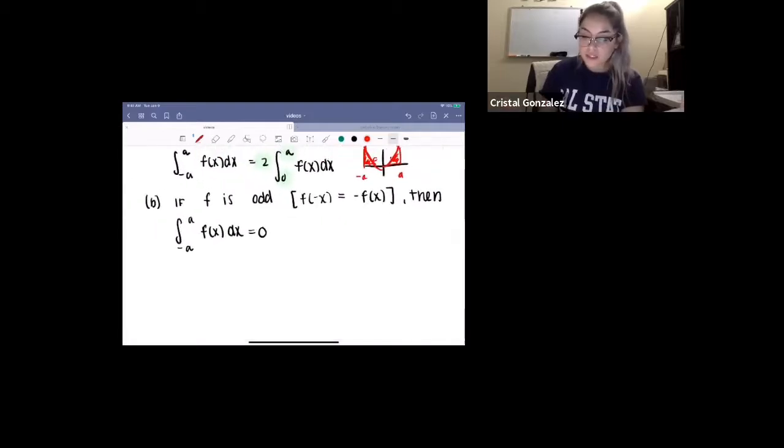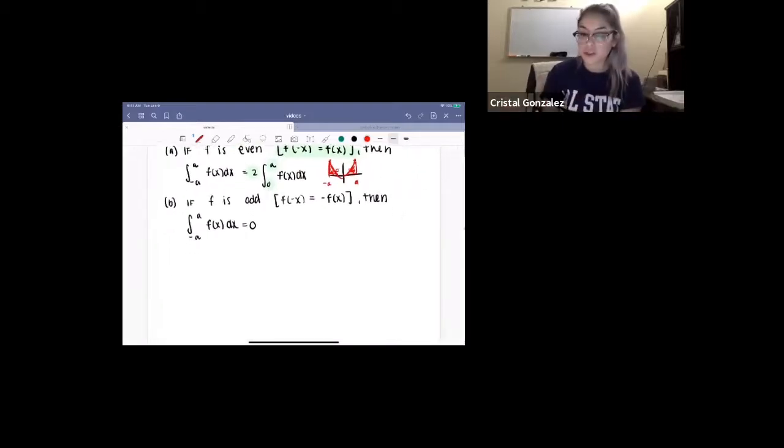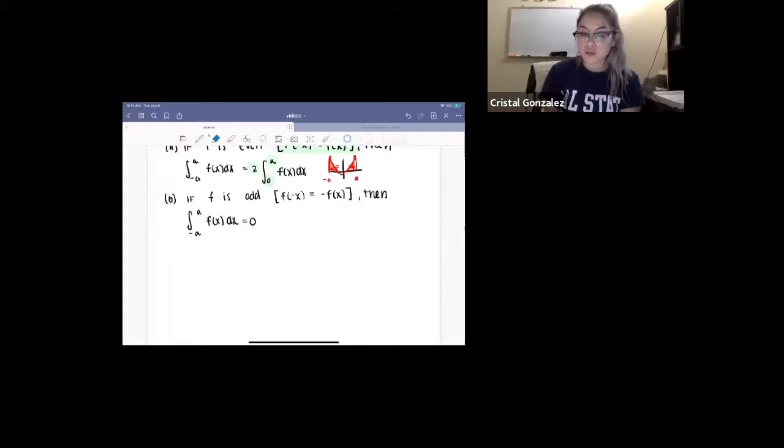The next one is saying that if you have an odd function, which means that f of negative x equals negative f of x, then when you do the integral from negative a to a, you're actually going to get 0. If you do ever use these properties in your homework or on an exam, then I'm going to need you to say why you can do it. Okay, you can't just do it and tell me that the area is 0.